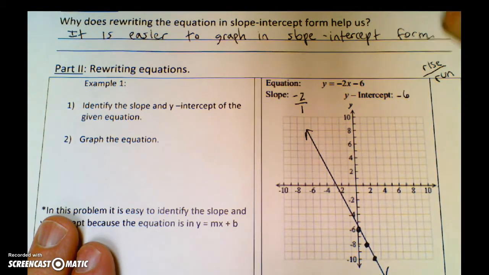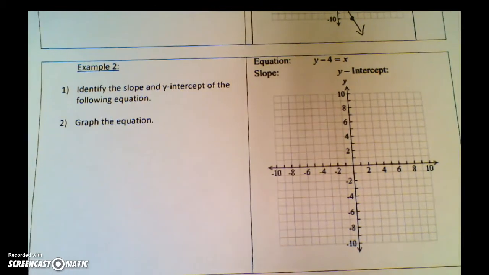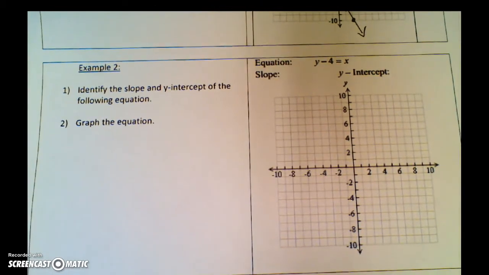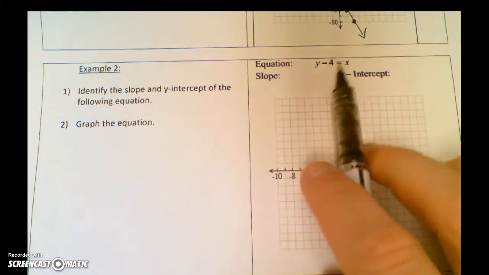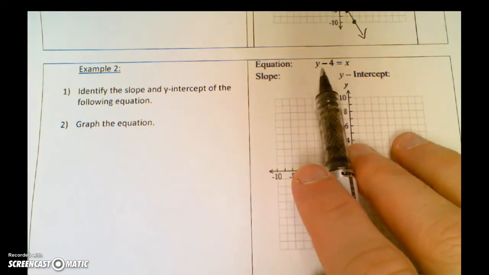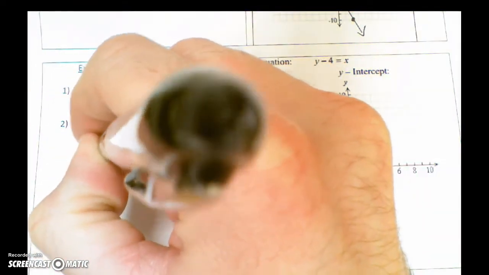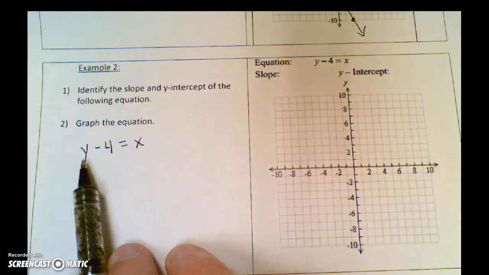Okay, so let's look at the next example. Identify the y-intercept and slope of the following equation, then graph it. Take a look at this one. This one's not in y equals. In order to use the slope-intercept, we have to have it in y equals. So I'm going to just rearrange this equation to be in y equals. And the way to do that is I want to get the y by itself.